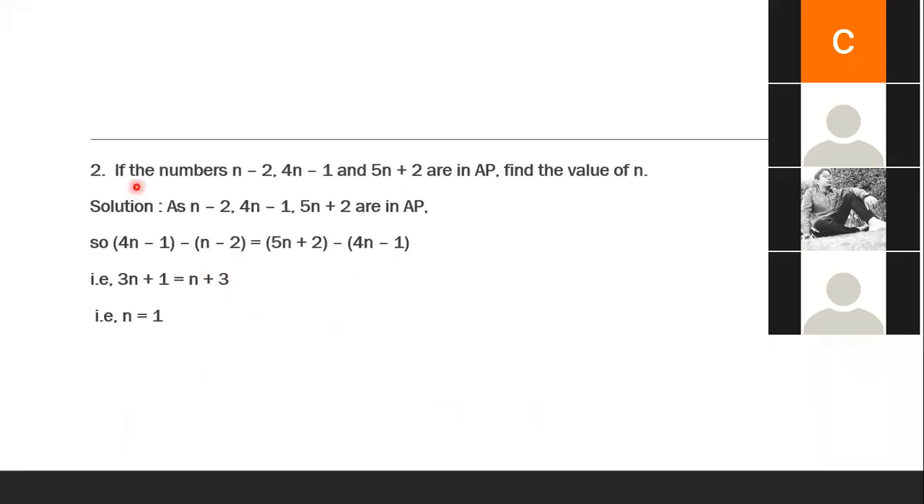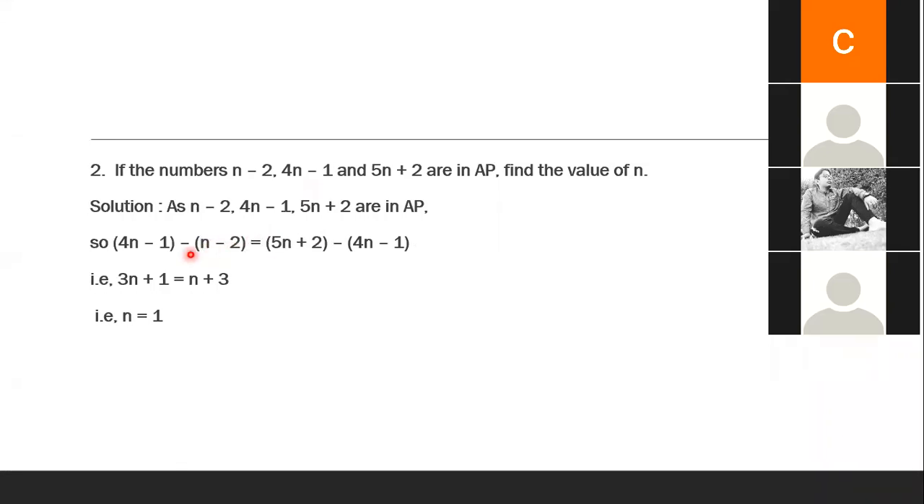Second question. If the numbers n minus 2, 4n minus 1 and 5n plus 2 are in AP, find the value of n they're asking. Here, n minus 2, 4n minus 1, 5n plus 2 are in series. So we know that if we subtract, the difference should be constant, right?